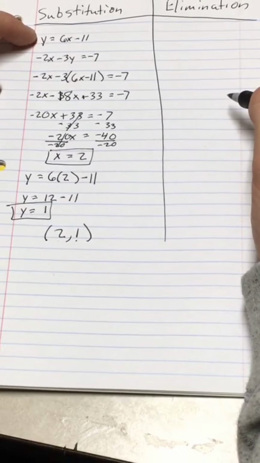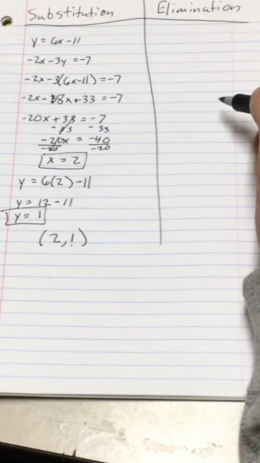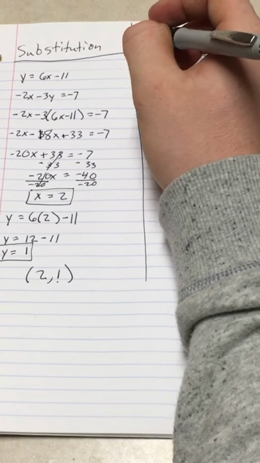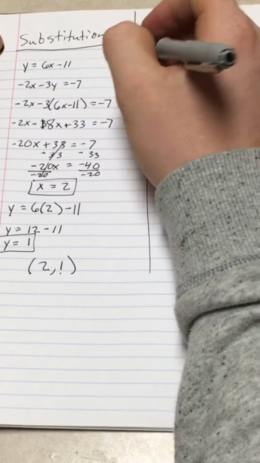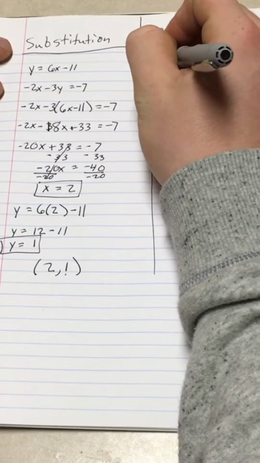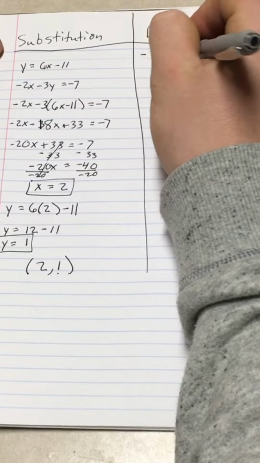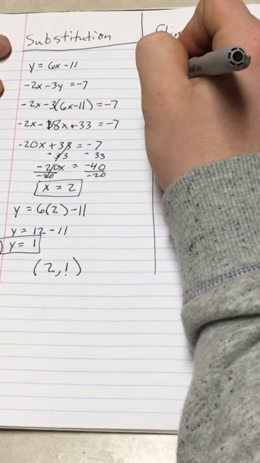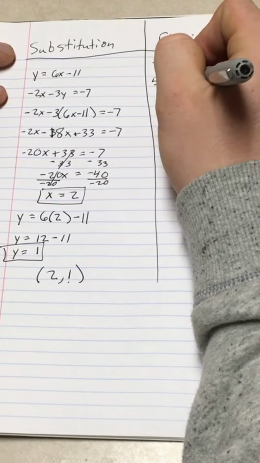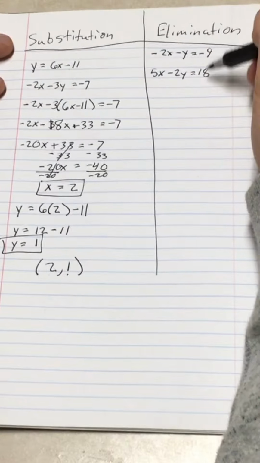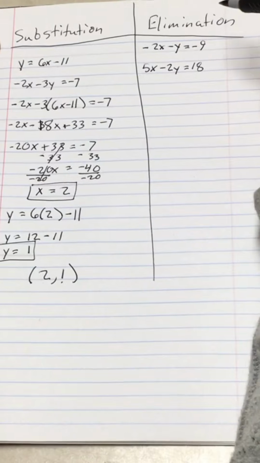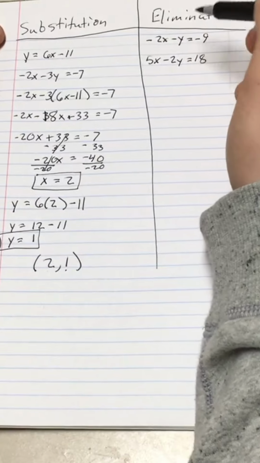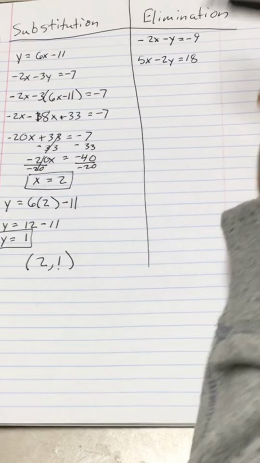You're substituting in for y into this equation. The second method is called elimination. You'll see really quick why it's called elimination. So the first equation is going to be 2x minus y is equal to negative 9. And then we've got 5x minus 2y is equal to 18. So again, we have two equations, two variables, but they're both equal to each other. And in this case, with elimination, you're going to want to basically eliminate a variable.